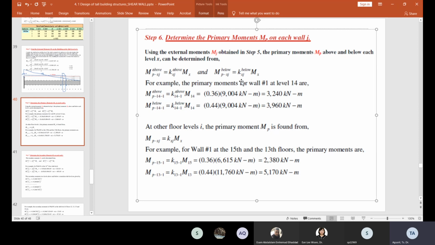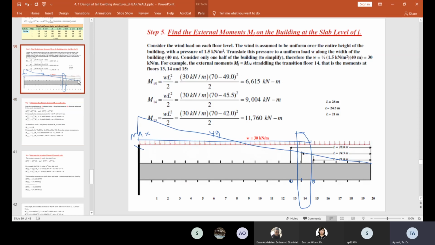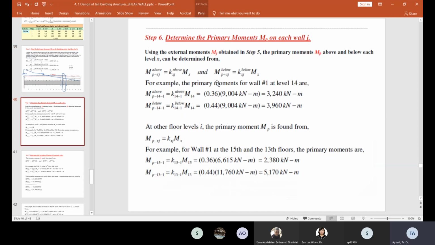For example, you can see here the primary moment for wall 1 at level 14. The primary moment above equals K above multiplied by the moment at level 14. In the previous calculation, the moment at level 14 is 9,004 kilonewton meter. Multiplying with K above 0.36, we get the moment above 3,240 kilonewton meter, and then the below is 3,960 kilonewton meter.